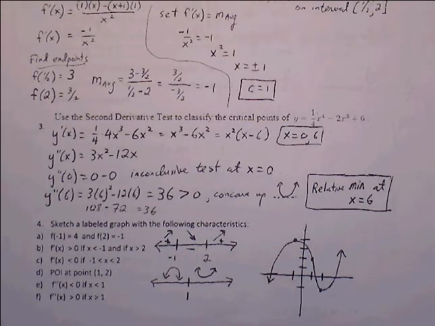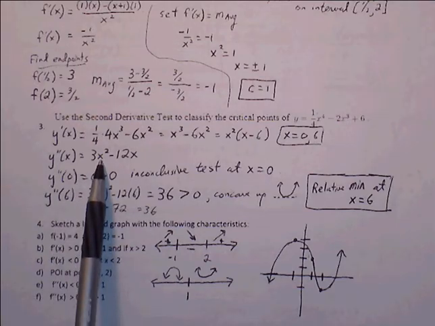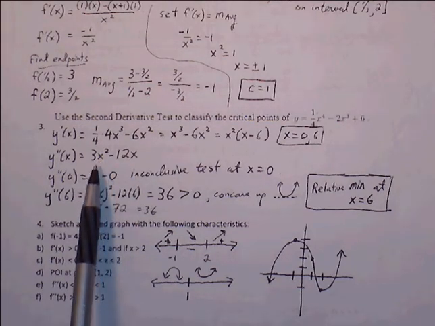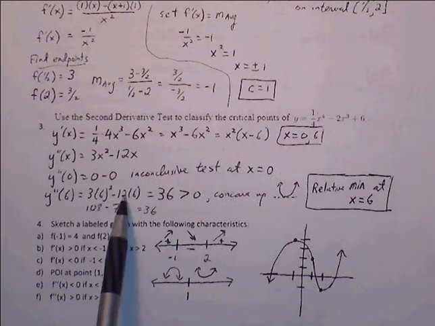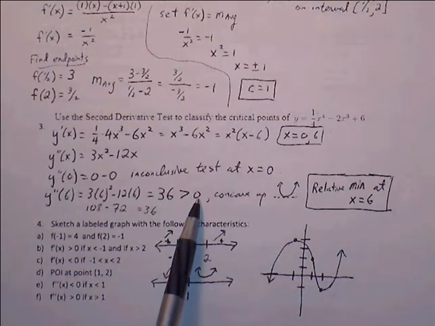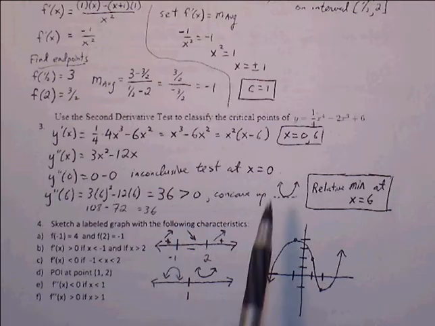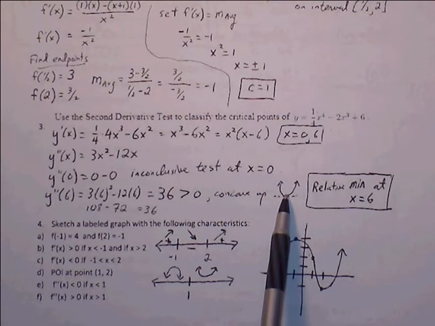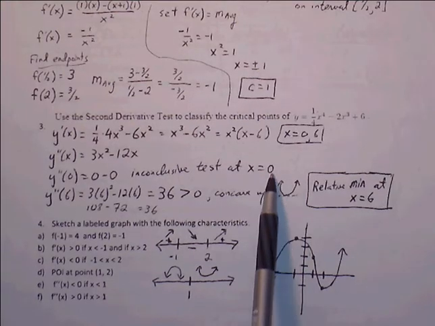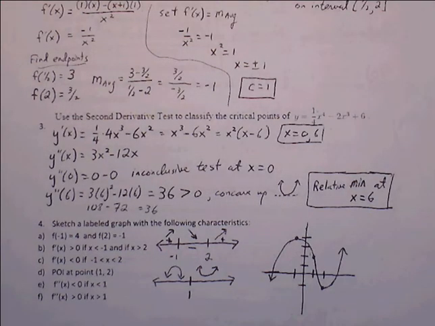So we're going to plug 6 into the second derivative function. So 6 gets plugged in to x, and we get 3 times 6 squared minus 12 times 6, and that gives us positive 36. Positive 36 is greater than 0. So if we have a positive, that means this is part of a concave up graph. So imagine a point that has a slope of 0, so the tangent line being 0, and also being part of a concave up graph. If that's the case, then that point must be a relative minimum. So relative minimum is at x equals 6.